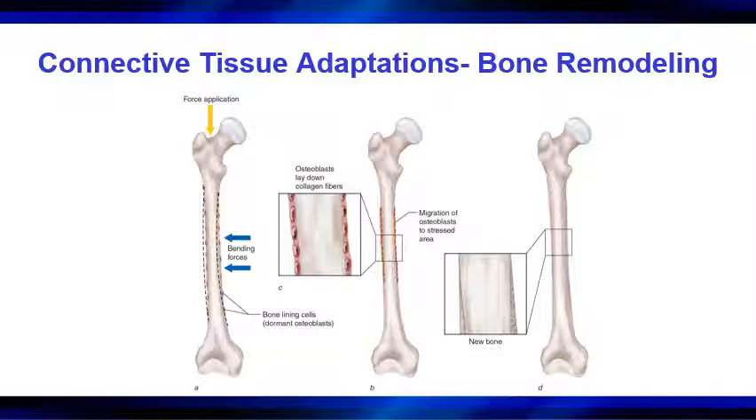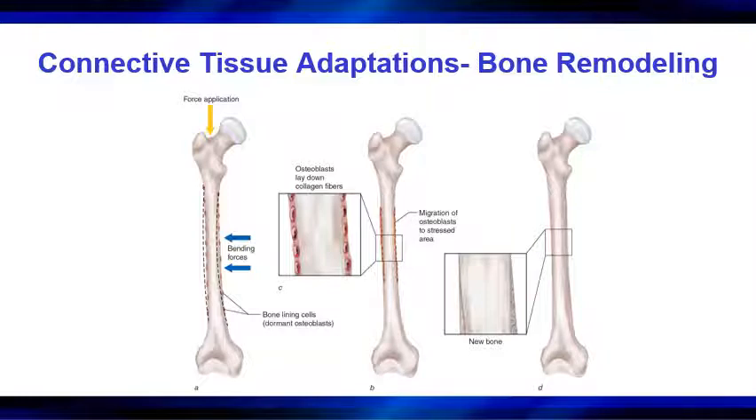So here we look at the connective tissue adaptations and bone remodeling. Our bones are always remodeling. If you look at this picture, they're illustrating some different things. Osteoblasts are the bone cells that build up bone, okay? They're not pictured in here, but osteoclasts are the cells that break down bone. So bone is constantly breaking down and building up based upon forces applied to it.